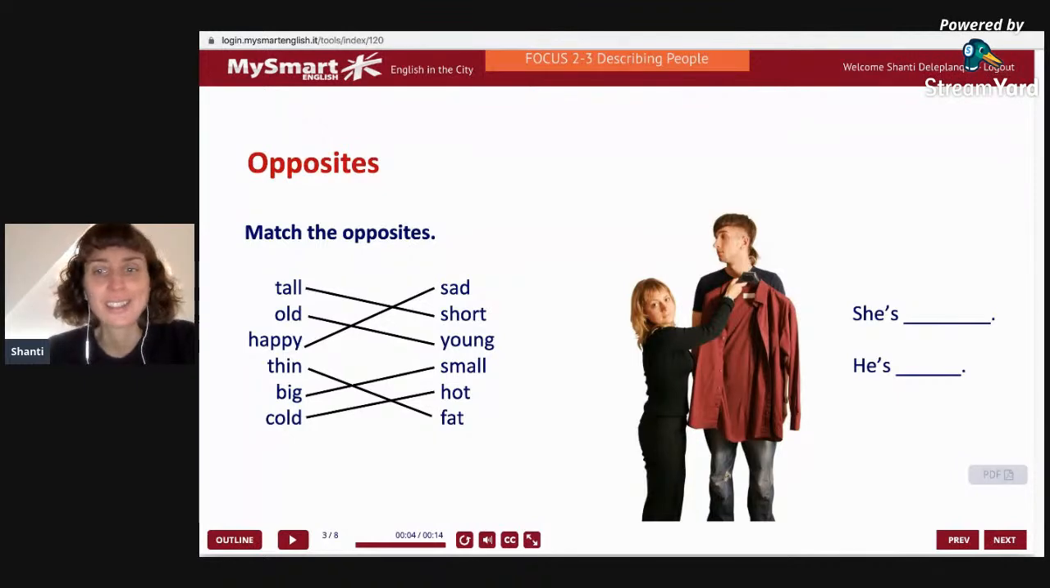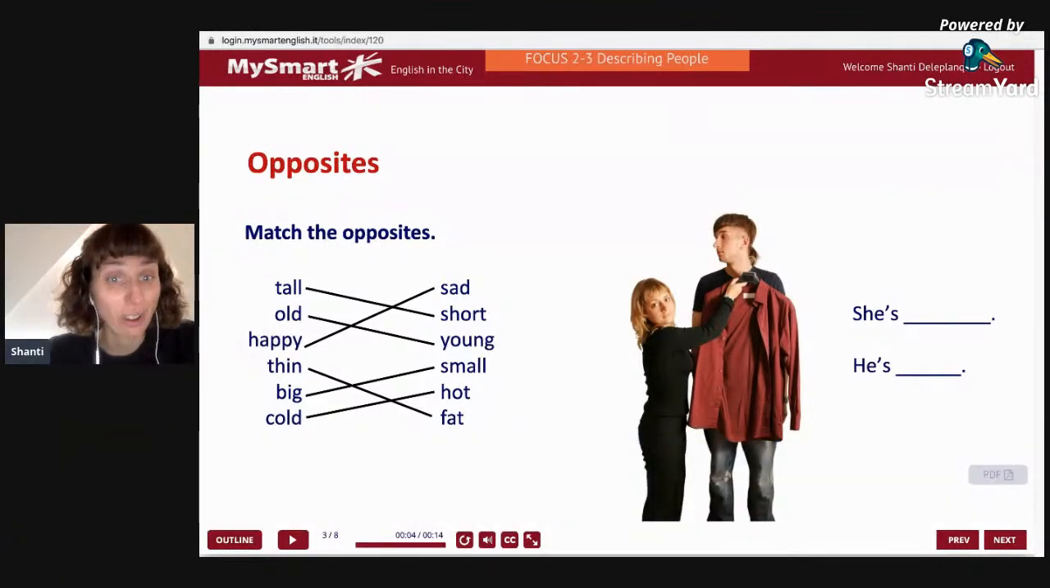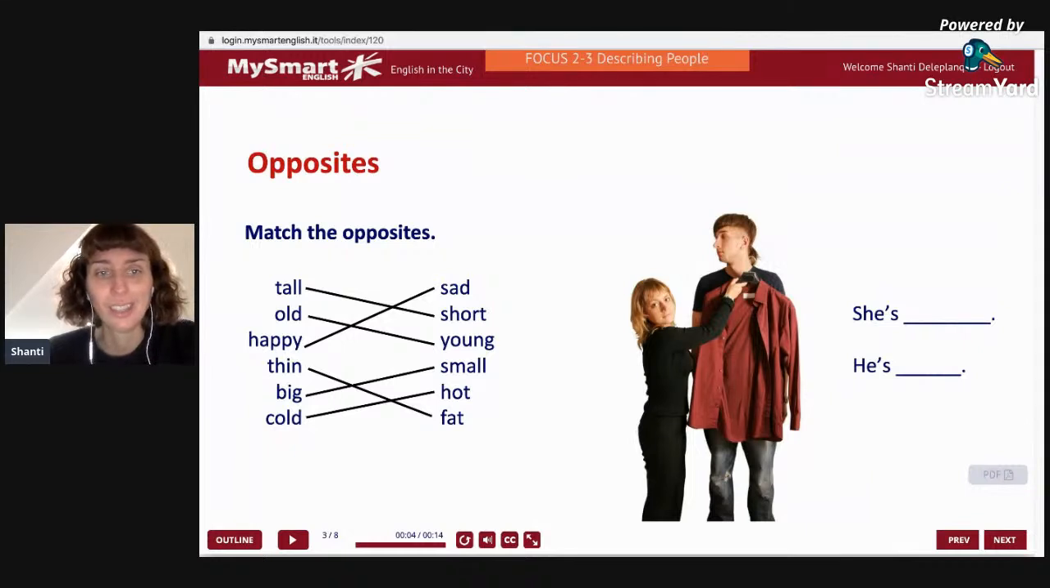Yes. So Valentina says that she's thin and he's tall. I agree. He's very tall, I think. And they are young. Well done, Francesco. He's young and she's young. Yeah. I guess they're in their 20s, maybe? Yeah, 20 years old. Okay, let's continue with the next slide.